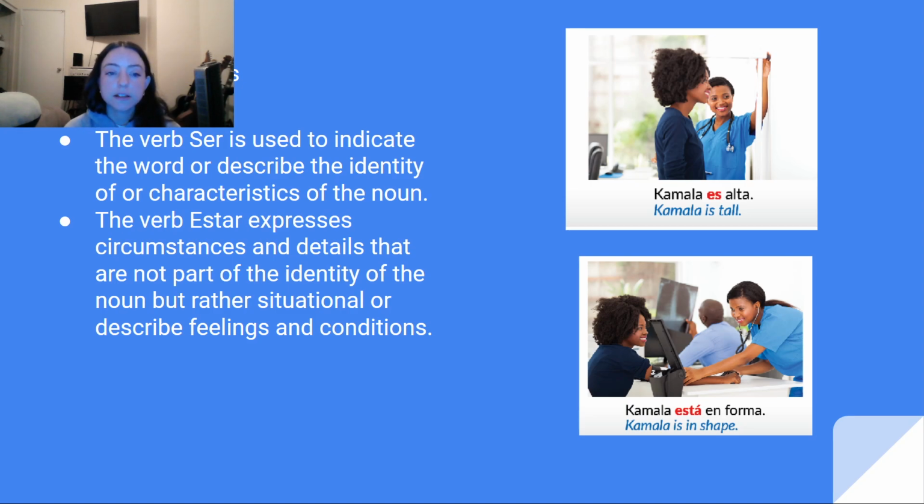The verb estar expresses circumstances and details that are not part of the identity of the noun, but rather situational, describing feelings and conditions. So an example of this is Kamala está en forma. Kamala is in shape.